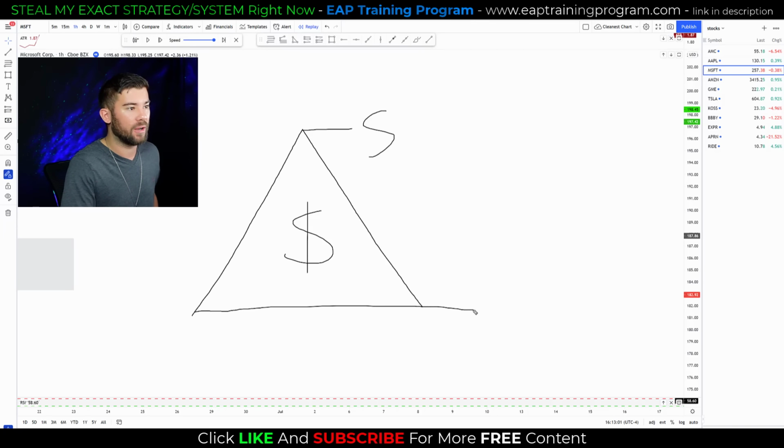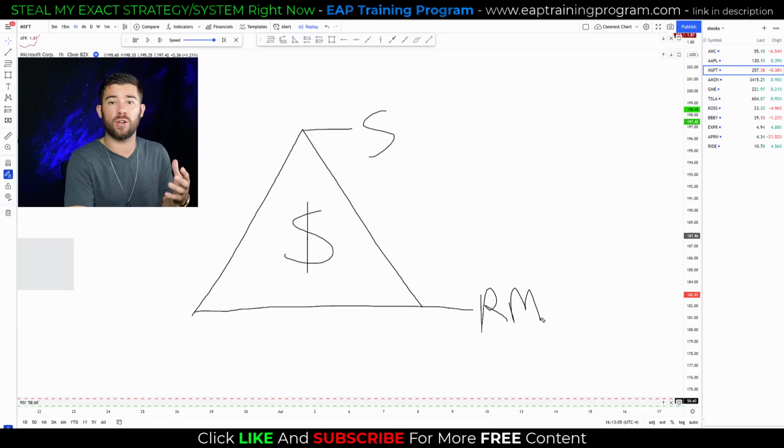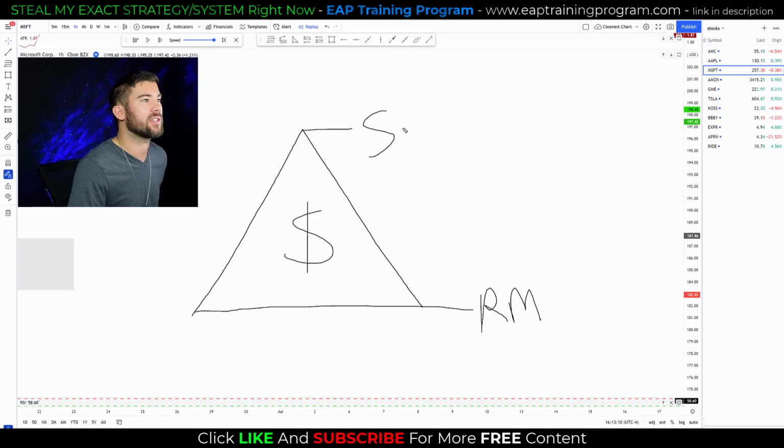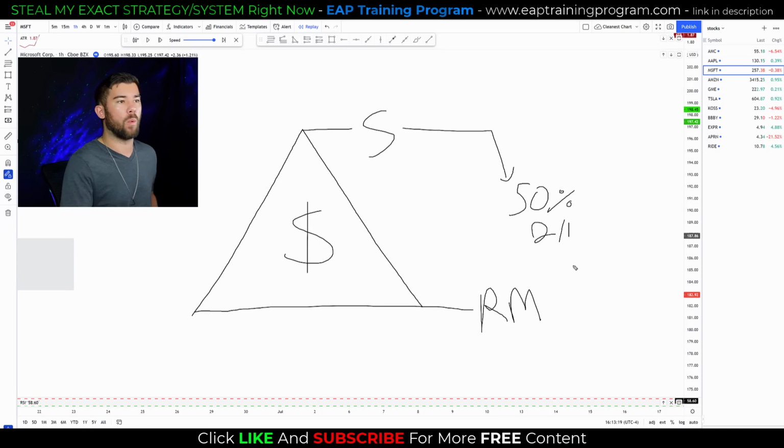You also must have a risk management plan that keeps you out of your emotions and initially keeps you from blowing your account. The strategy we just looked at is a strategy that wins somewhere around, it's a little bit less than 50, but somewhere around 50% of the time and has a 2-to-1 reward to risk ratio.